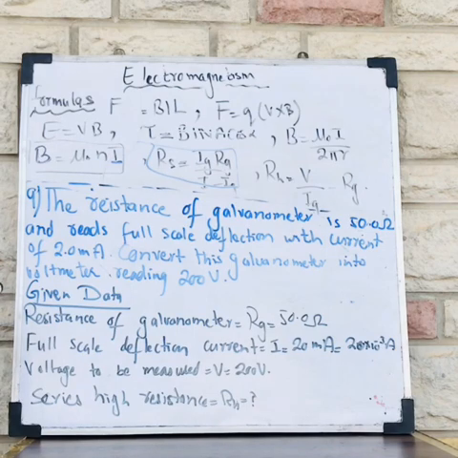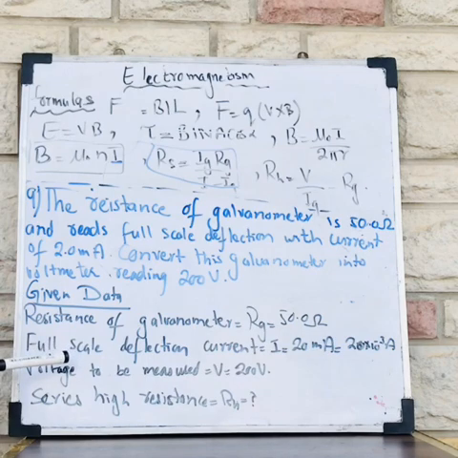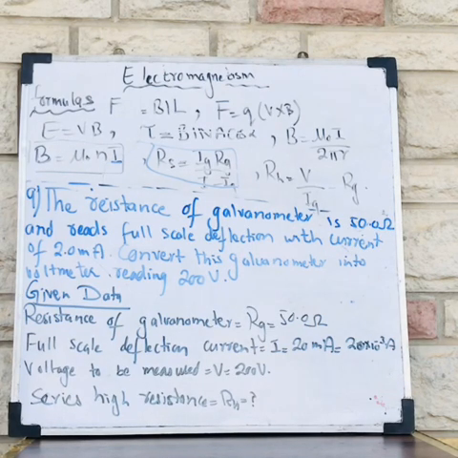First of all, the given data. From this statement, the resistance of the galvanometer is Rg, which is equal to 50.0 ohms. Furthermore, the full scale deflection current is Ig, which is equal to 2.0 milliampere, or 2.0 into 10 to the power minus 3 ampere. The voltage to be measured is capital V, which is equal to 200 volts. I have to find the series high resistance, I mean RH.